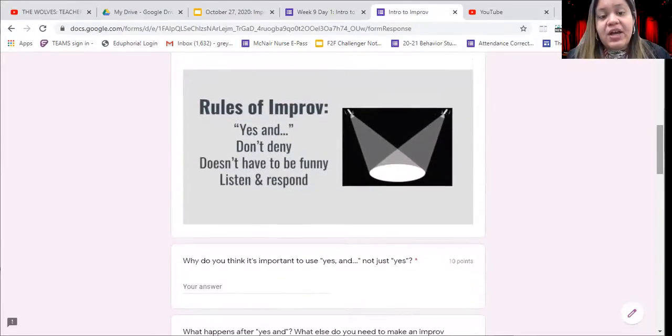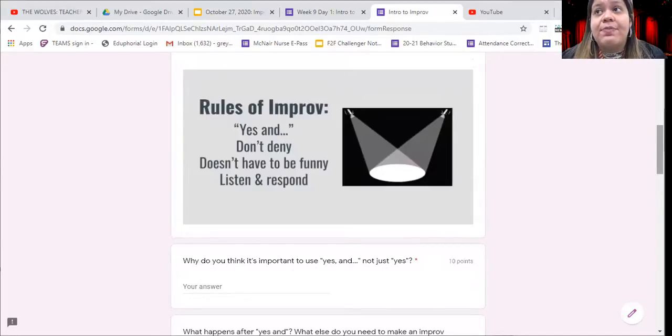When we do improv, we have a couple of rules that we follow, or just a couple of things that we always want to think about when we're doing improv. The first rule is to say yes and. Yes and means that every time it's your turn to talk in an improv scene, you are saying something that adds to what the other person says.